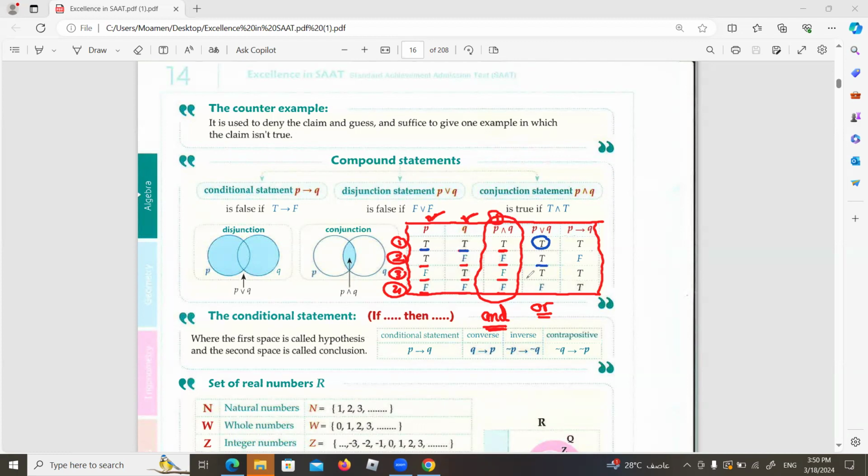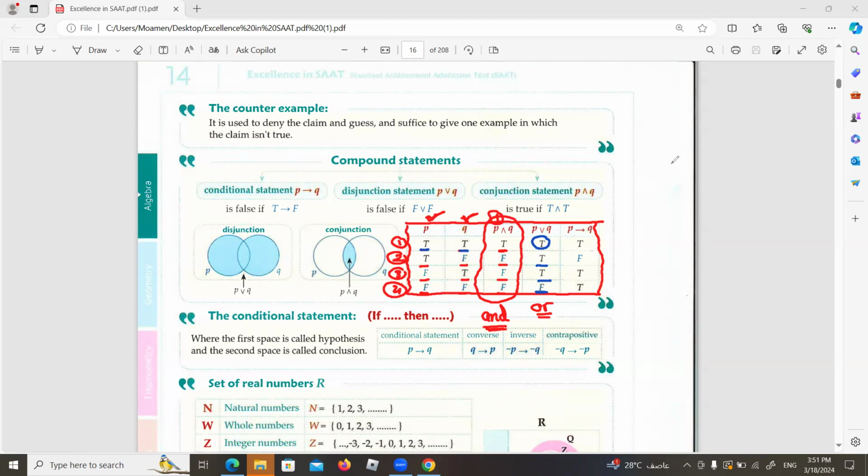False, then true, it will be true. False, then false, it will be false. So in the disjunction, or, all are true except false with false. In the conjunction, and, all are false except true with true. In the conjunction, all are true except the last one, false with false, which is false.